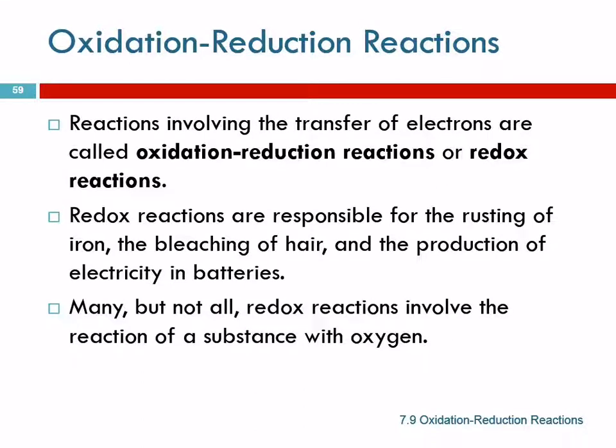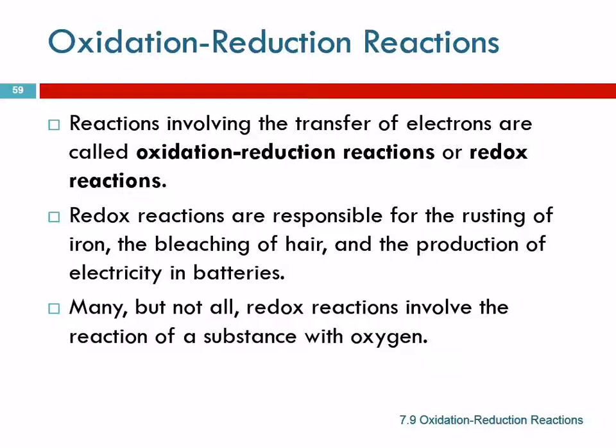Oxidation-reduction reactions. These are reactions that involve the transfer of electrons. The long name is oxidation reduction. The short name is redox, which always looks like red box to me. But it is redox: red for reduction, ox for oxidation. I guess ox-red sounded dumb, so they switched the order.